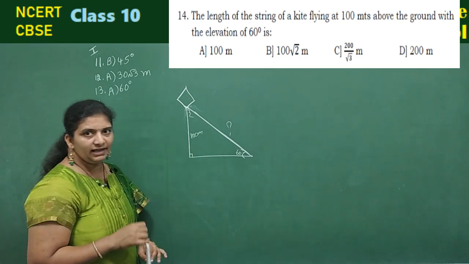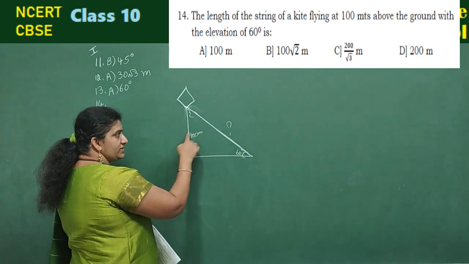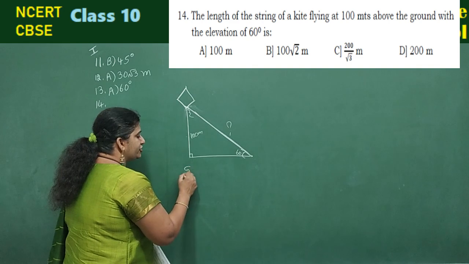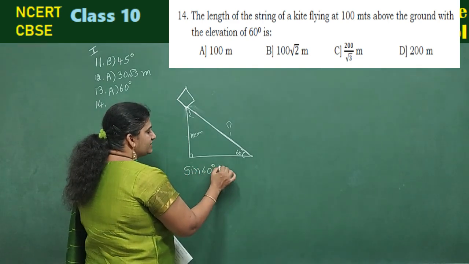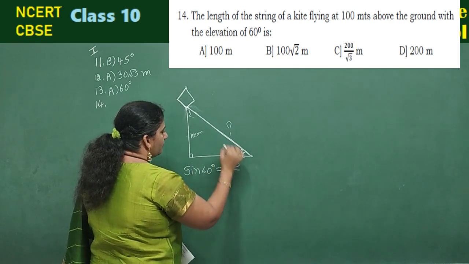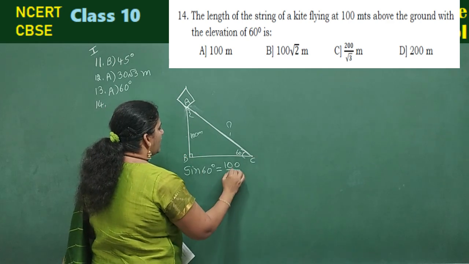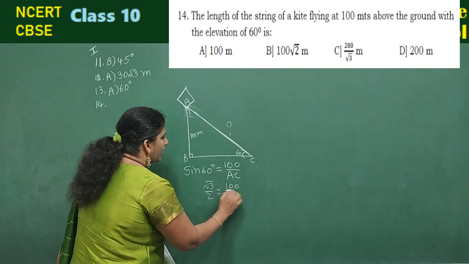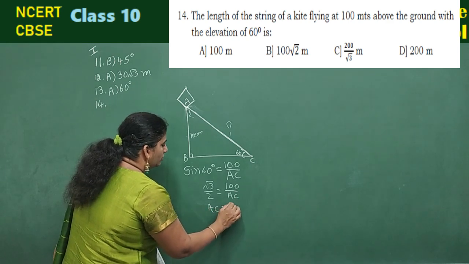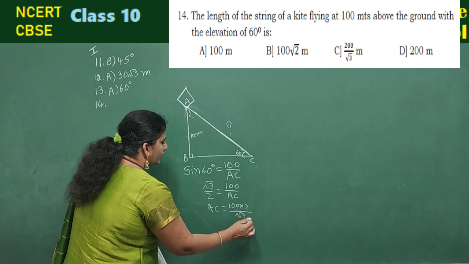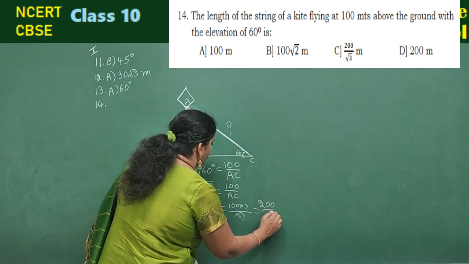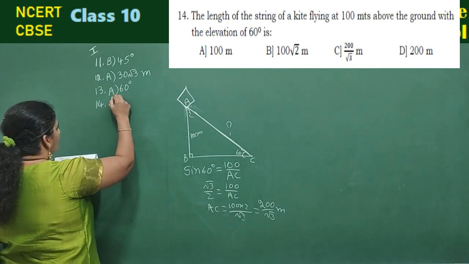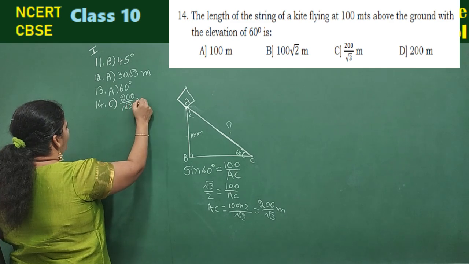You can see a right angle triangle again. Angle is here, opposite and hypotenuse. We are talking here about opposite and hypotenuse. Which ratio? Sine ratio. Sine 60 degree is equal to opposite by hypotenuse. Let's take letters here. Hypotenuse is AC. Sine 60 value is root 3 by 2. 100 by AC. AC is equal to 100 into 2 by root 3, that is 200 by root 3 meters. We cannot cancel this one. Check the right option here. Option C, 200 by root 3 meters.